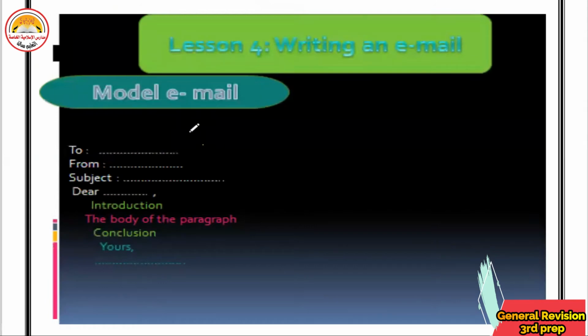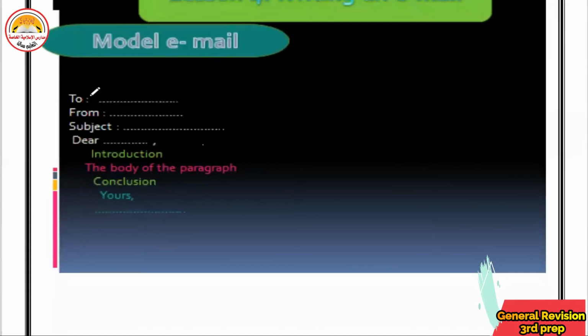Let's remember how we can write an email. Model of email. This is the main form of the email. We write to the person who we will send our email to, from the person who will write the email, subject of the email, dear. Then we will have an introduction sentence, the main body of our paragraph, conclusion, then yours.